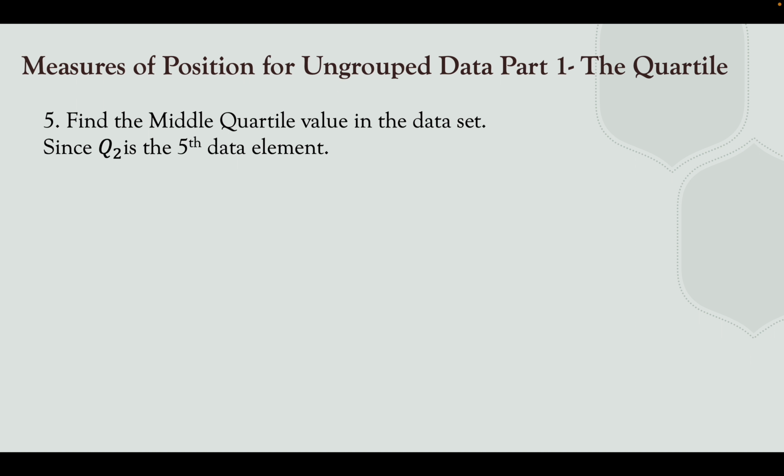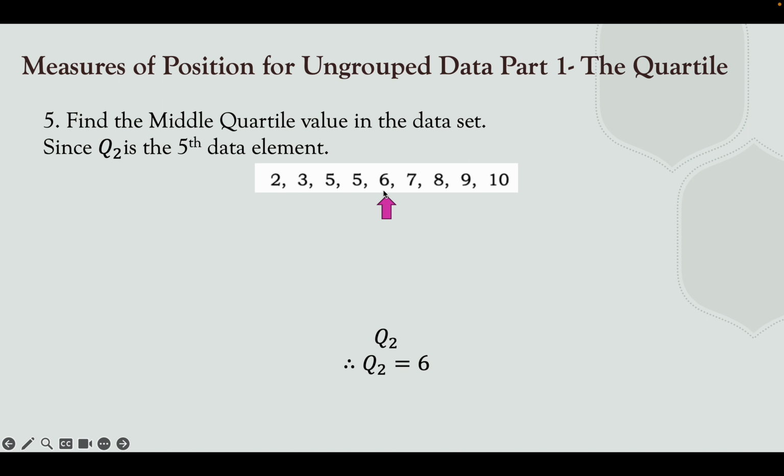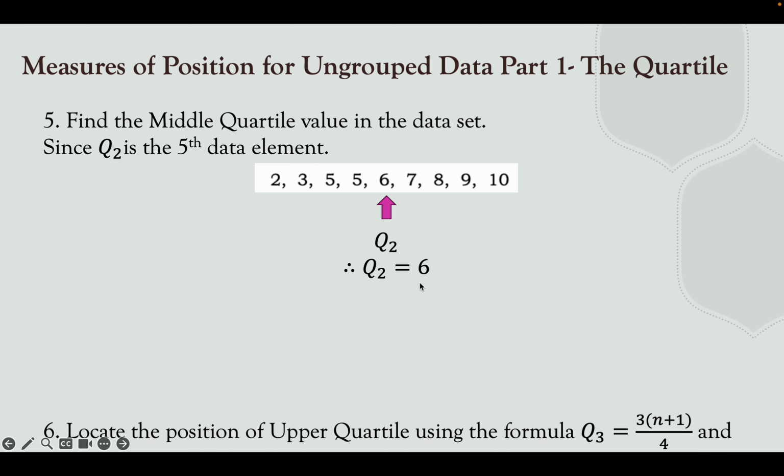Then, we need to find the middle quartile in the fifth data. So, we have first, second, third, fourth, fifth. Therefore, the middle quartile is 6.